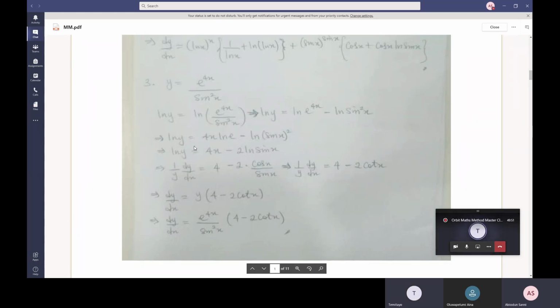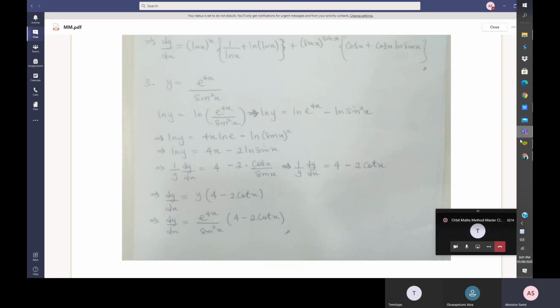So now, first of all, we want to try and simplify the right hand side before we start differentiating. So don't start differentiating until you are satisfied with what you have on your right hand side. ln e is 1. Natural log of exponential is 1. So that's why you have 4x here. So 4x times 1 is 4x.